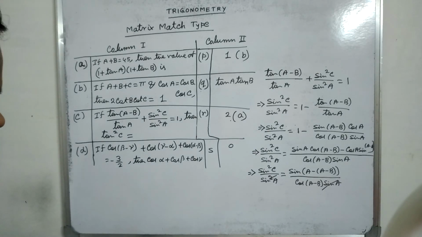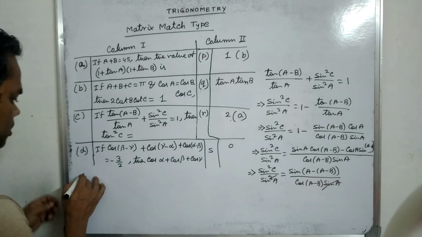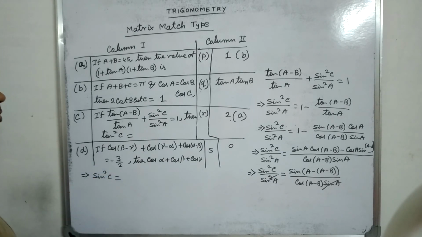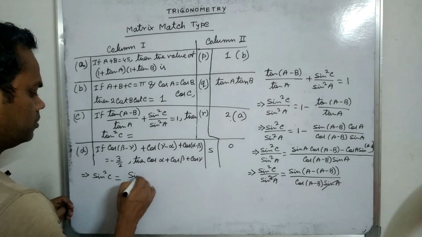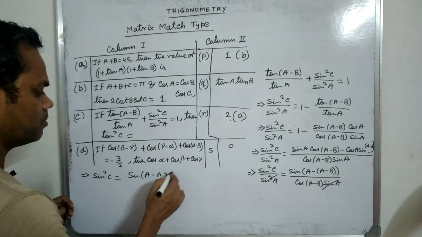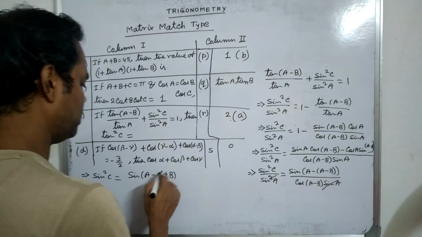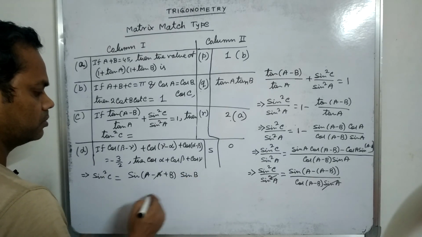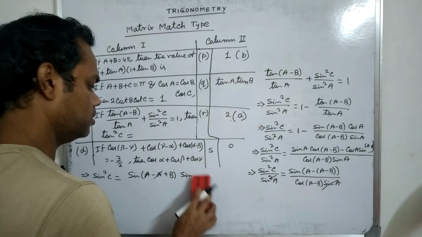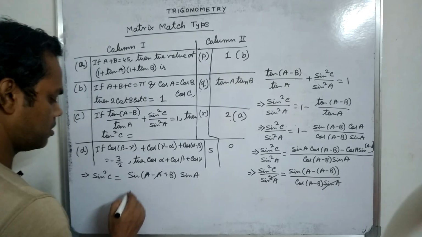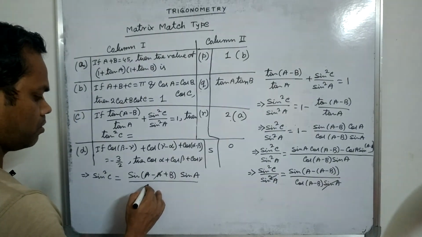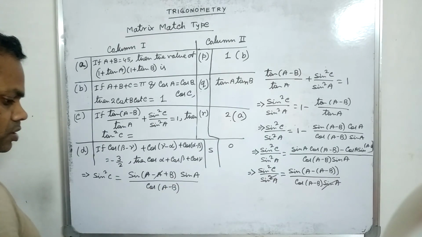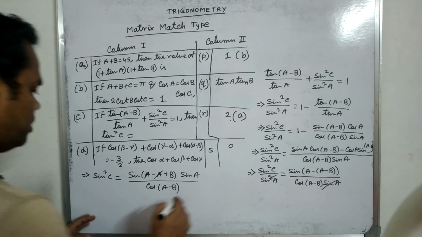So this one becomes sin square C is equal to sin of (A minus A plus B), minus plus minus, cancel each other, and this one is sin B. By cross multiplication, sin square C is sin A sin B by cos (A minus B).